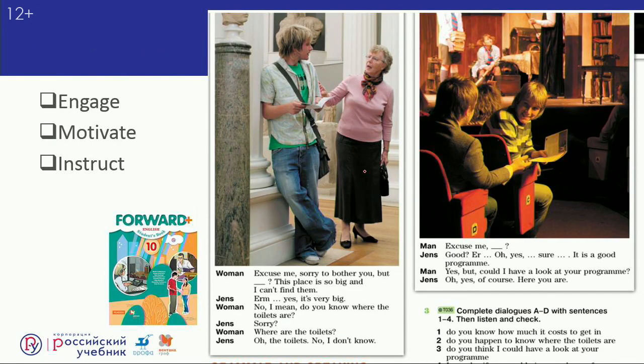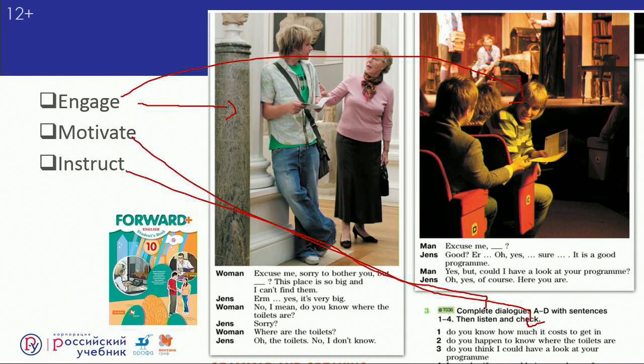So here is the same printout from Forward. Engagement is offered by the input that we have here, right? So it's interesting. What are they discussing? Motivation by the fact that we have certain gaps and the fact that we can check it later, right? And instruction is in the task rubric. What we actually need to do, we need to complete dialogues with sentences. That's a very important bit.